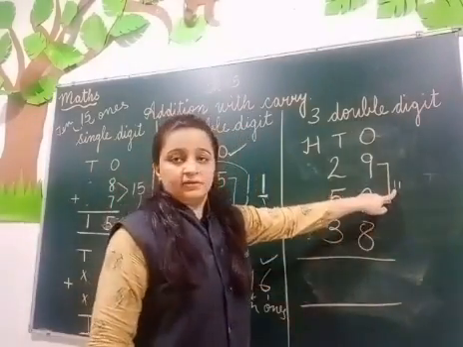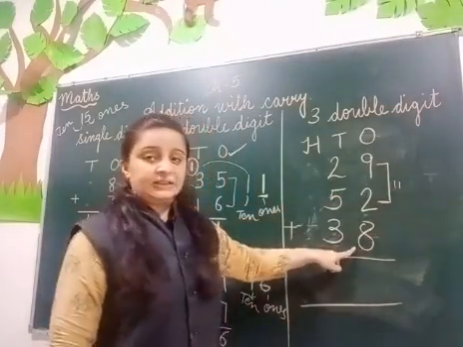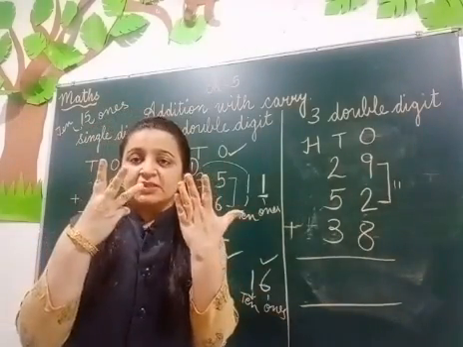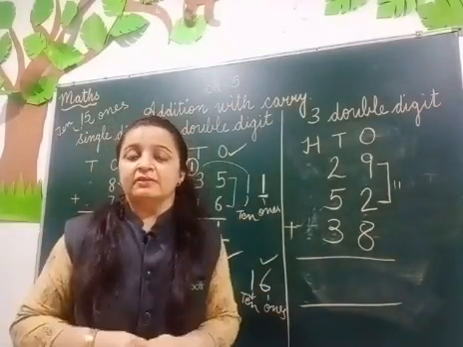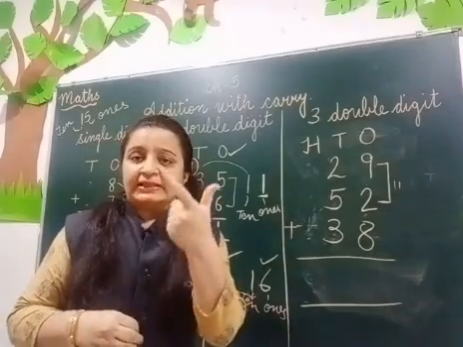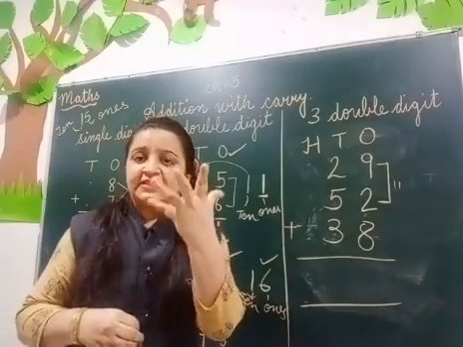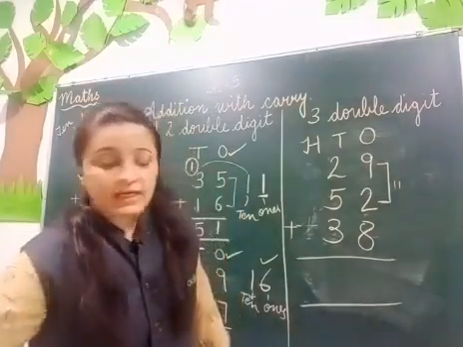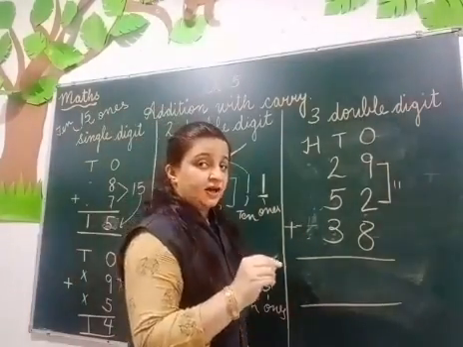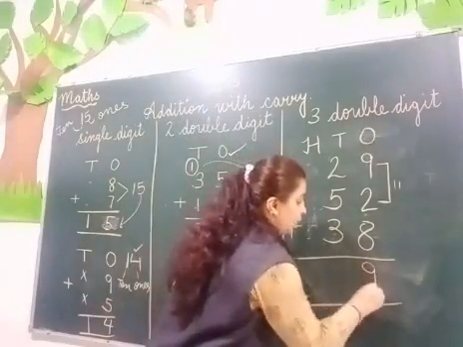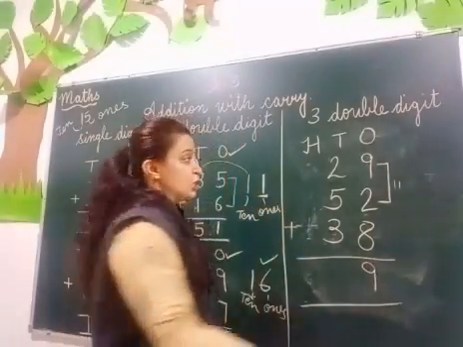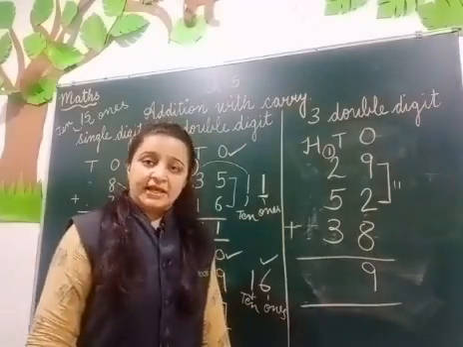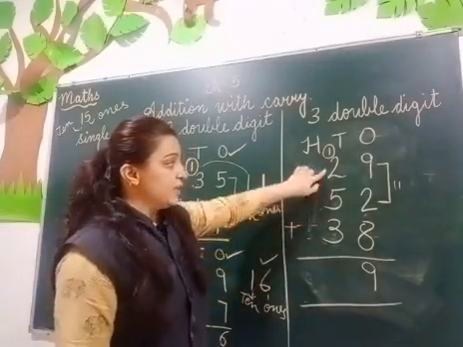Now to this 11 add 8. Take out 8 fingers and count after 11. 12, 13, 14, 15, 16, 17, 18, 19. Okay. So 19 का आप 9 यहाँ लिखोगे and 1 you will give as carry to the tens place. Yes.